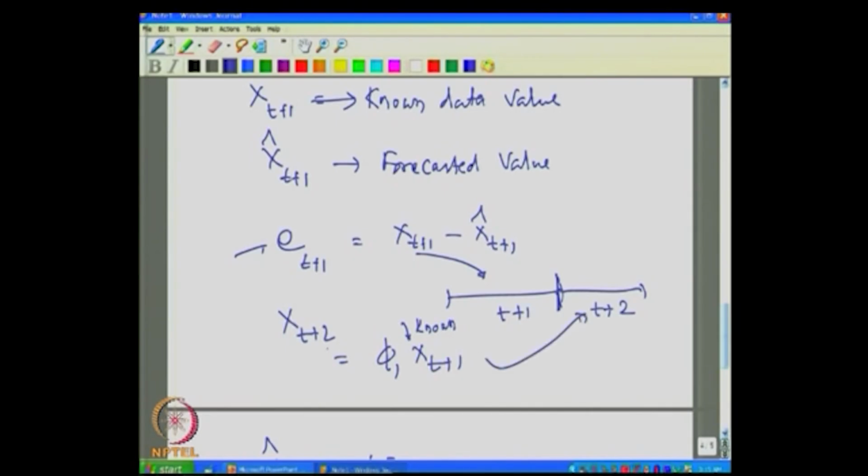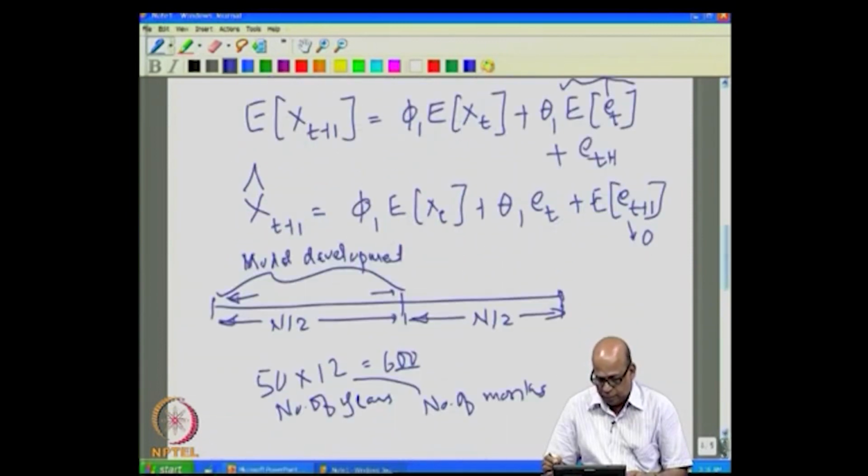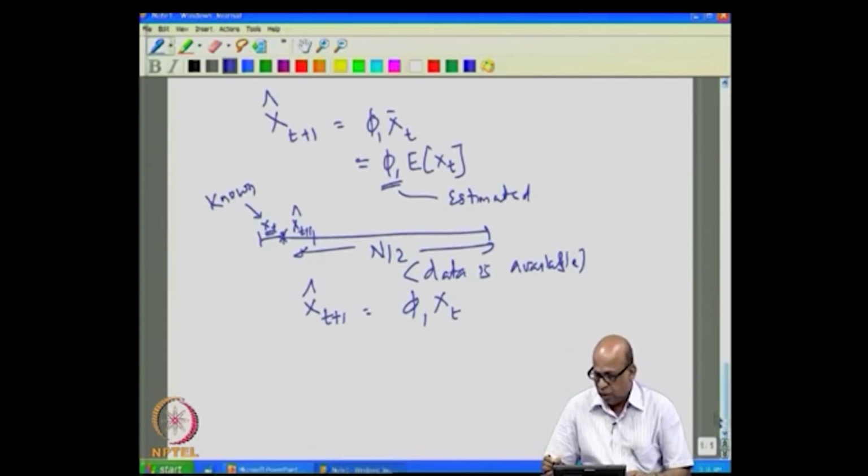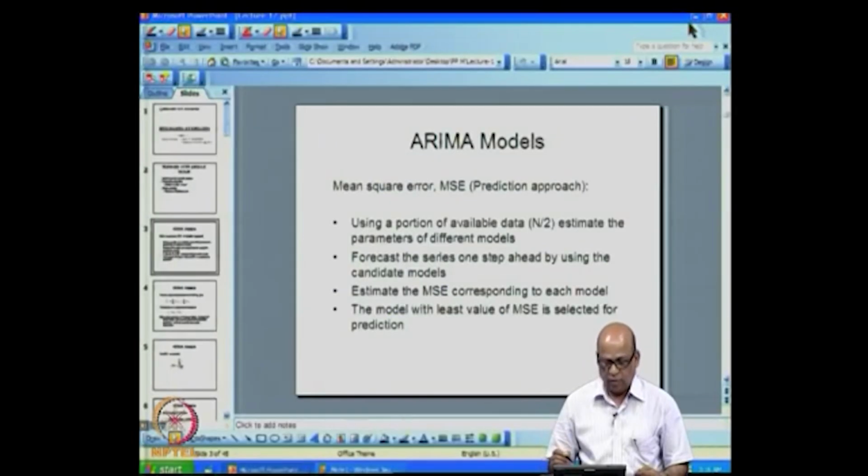So, I will simply get x t plus 1 based on this, x t plus 2 based on this. Then again calculate the error corresponding to x t plus 2, because you know the x t plus 2 value itself, and therefore, you get errors corresponding to t plus 1, t plus 2 and so on. So, you formulate the error sequence. Using the error sequence, then you can get the mean square error. So, this is the procedure that we use to obtain the errors of forecast.